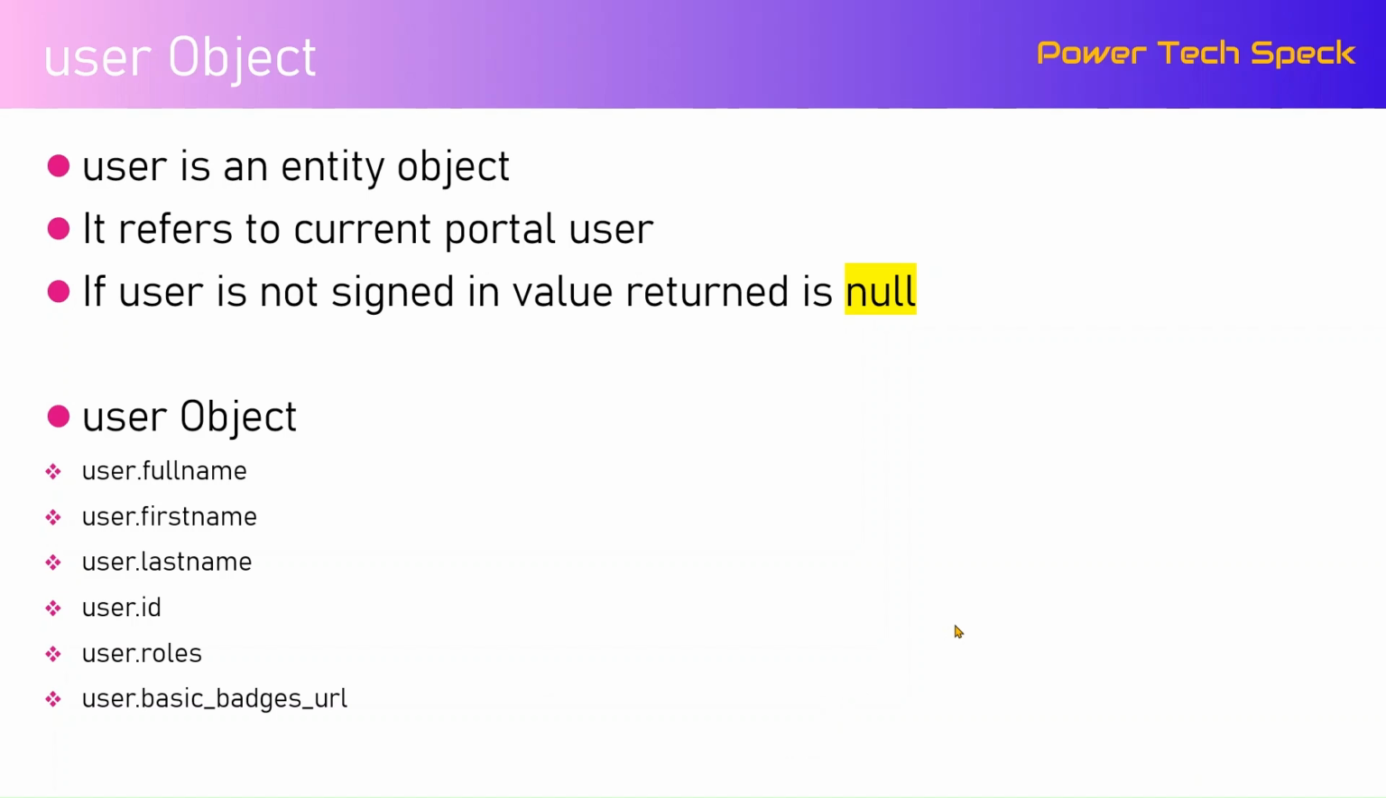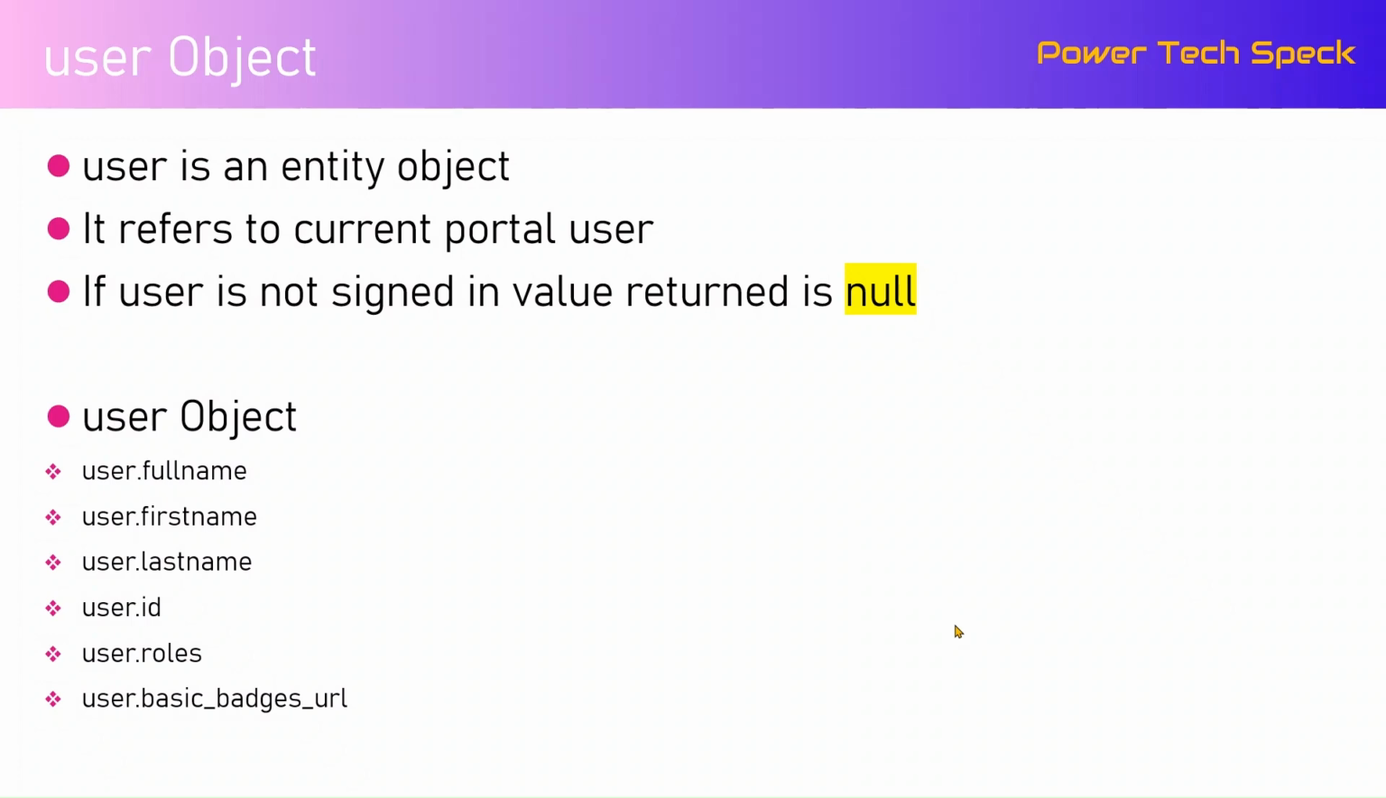So what does the user object return? The user object returns the full name, the first name, the last name, the ID, roles, or it gives you the basic badges URL as a component. Now you can operate upon that component and perform various logic within your Power Pages site.